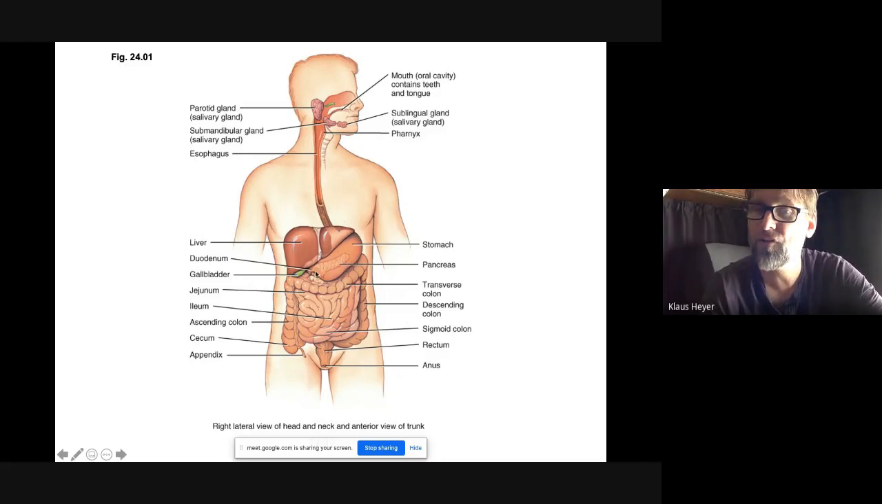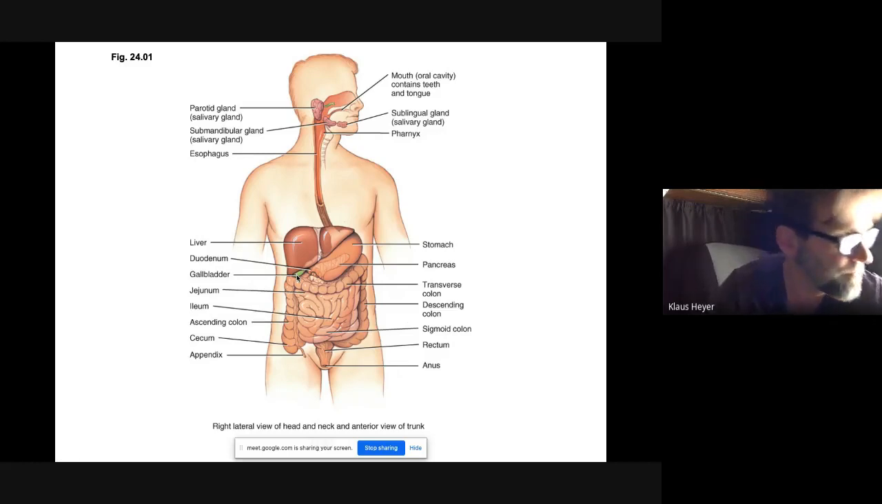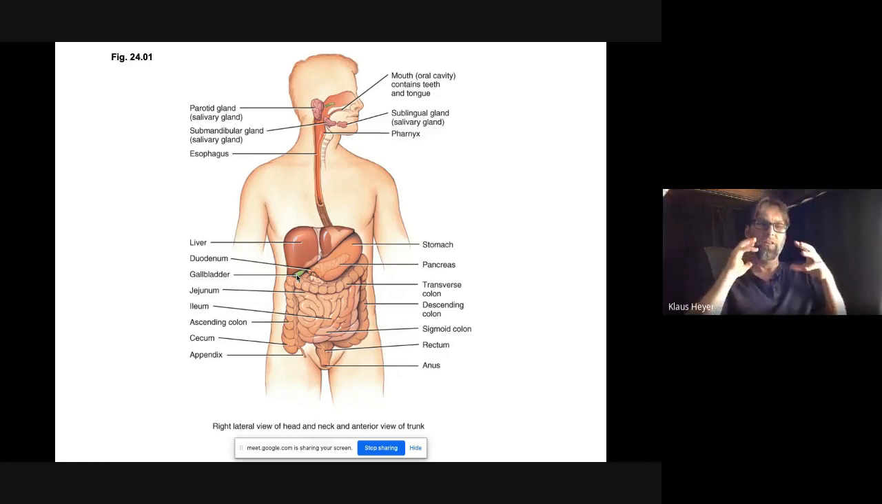So the pancreas, the liver, the gallbladder, they are accessory organs. So you got three down in the abdomen, and you've got three up in the oral cavity.